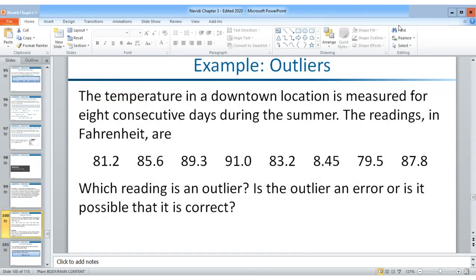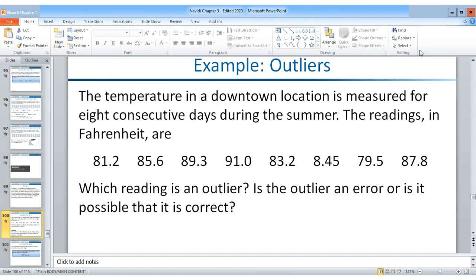Here's some temperatures that were taken in some downtown city, and it was during the summer, and they took temperatures for 8 days. Now, they're giving them in Fahrenheit, and that's important. And we read them as 81.2, 85.6, 89.3, 91.0, 83.2, 8.45, 79.5, 87.8. Now, sometimes an outlier is just an error and probably could easily be fixed. Especially if the data set is small, we might want to just see if there was a mistake in inputting it.